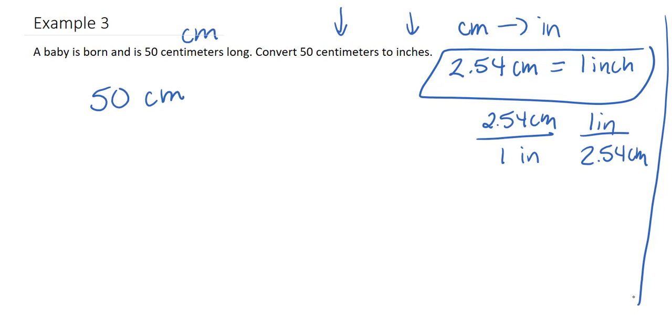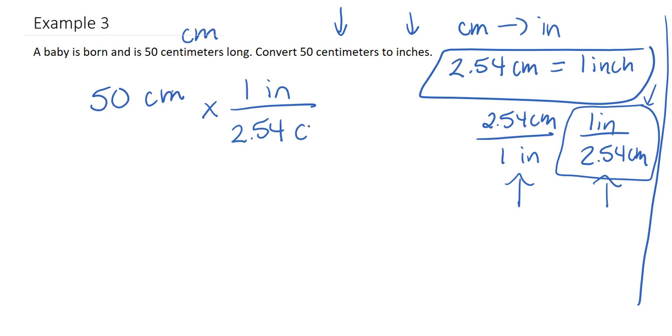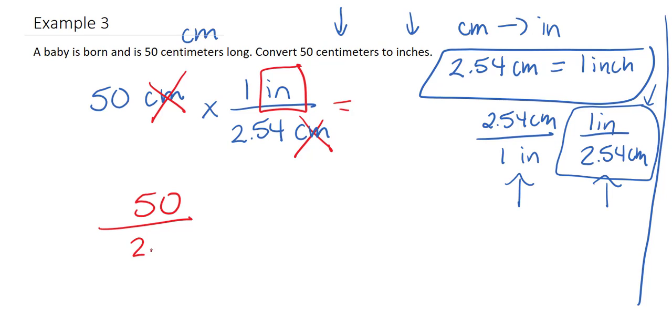So when we look at this, we are starting out with 50 centimeters, and we need to pick either this one or this one. Well, we need centimeters on the bottom in order to get rid of them here, so we're going to pick the second one. So 1 inch over 2.54 centimeters. Now let's go ahead and cancel out. Centimeters cancel out. Now we're left with inches. So now we're left with 50 times 1, so that's 50 over 2.54, and this is in inches.